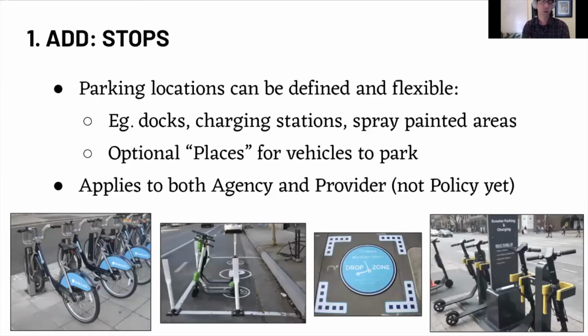So for stops, these are flexibly defined parking locations. They could be anything from actual physical electric docking stations to spray paint on the ground. And there's also this idea of places to park within each of these stops. It applies to both agency and provider right now, but not yet policy, although that is on the books for the next release, 1.1.